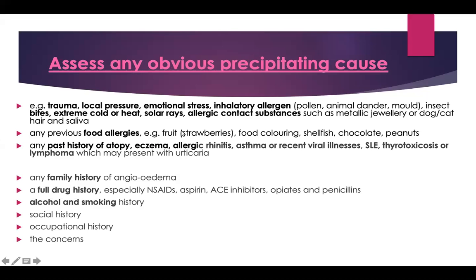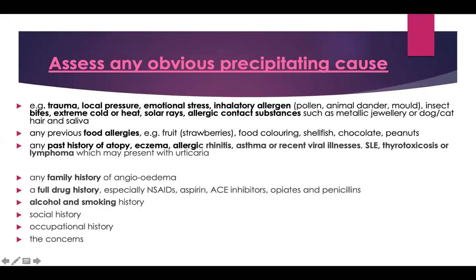And then I go on by assessing any obvious precipitating causes like trauma, local pressure, emotional stress, inhalant allergens like pollen, animal dander, mold, insect bites, extreme cold or heat, solar rays, allergic contact substances such as metallic jewelry, dog or cat hair, and saliva. So these are possible. If she has any pets at home, it should be asked about in the social history. However, this patient doesn't have any precipitants anyway, okay?